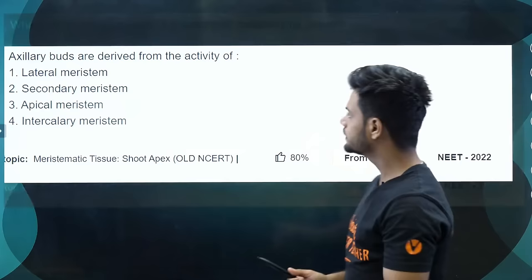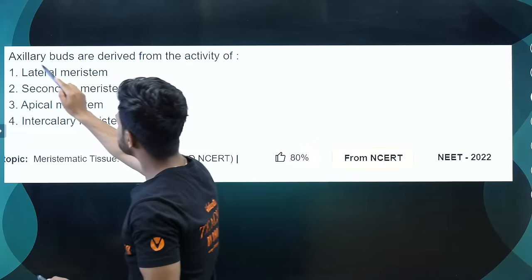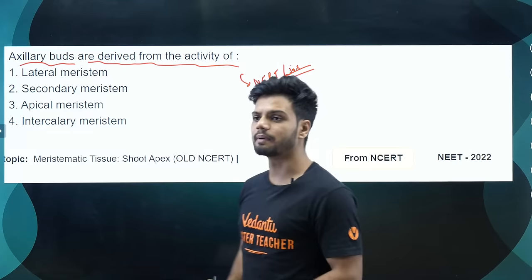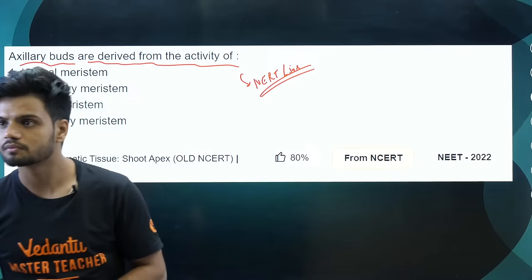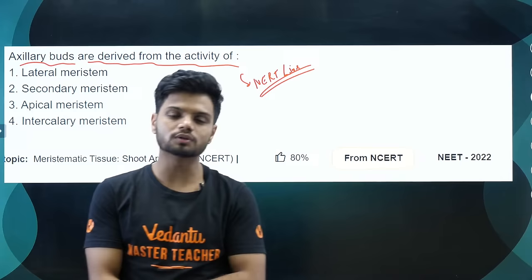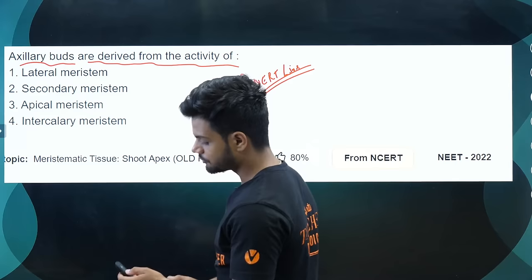Next question. Easy question again. Axillary buds are derived from the activity of, direct NCERT line. Axillary buds are derived from. Yes, it is there in your syllabus, students. Remember, if you look at the NTA brochure, it mentions that tissues are present. Even though they are not in your NCERT, tissues are still there in your syllabus. Axillary buds develop from the activity of the apical meristem.